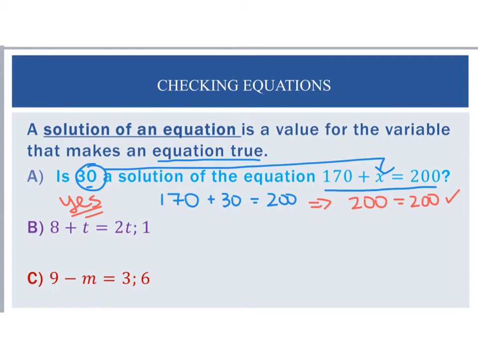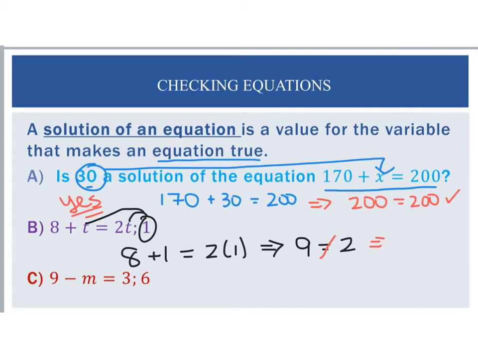Now for part B, it's giving you the equation, and this right here is the solution they want you to test. So for this one, I'm going to take this 1 and plug it in for every t. So I end up with 8 plus 1 equals 2 times 1. If I simplify 8 plus 1, I get 9. And then 2 times 1 is 2. Well, in this case, 9 does not equal 2. So this means that this is not a solution.